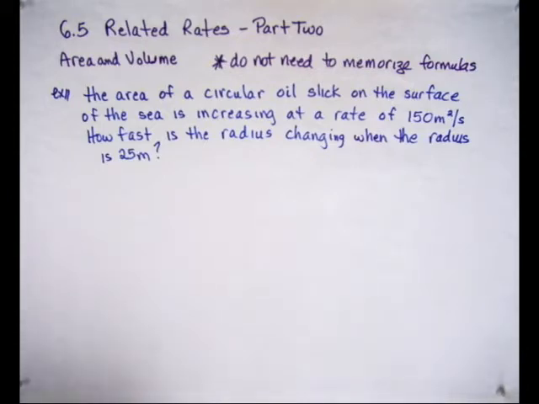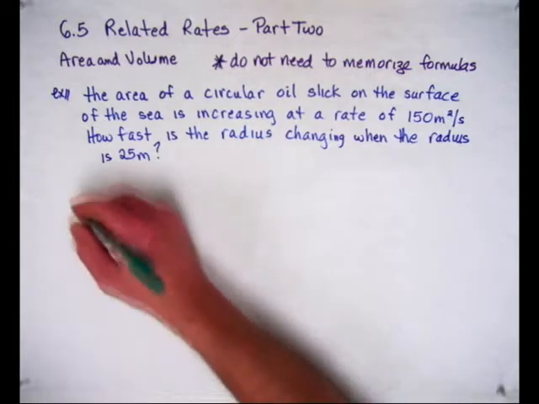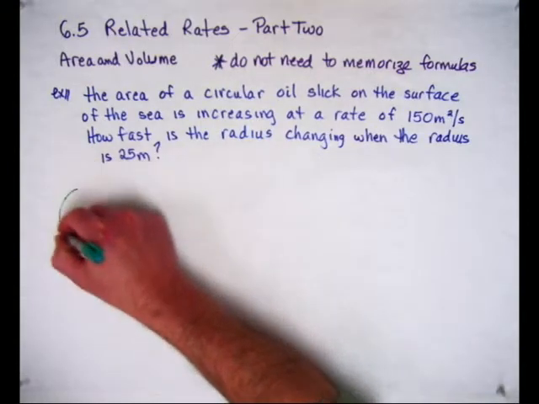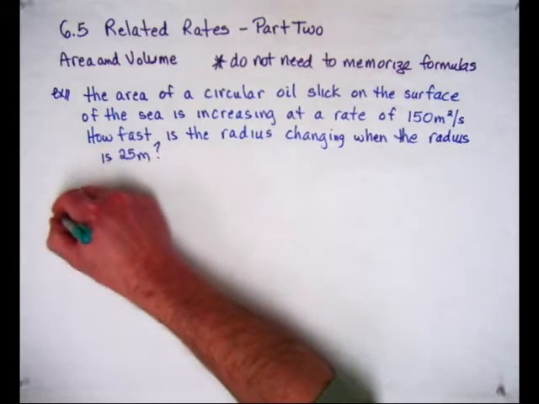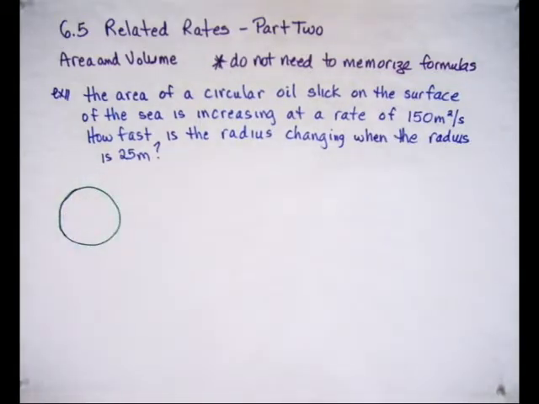So in the first question, this would be a relatively straightforward question. We have the area of a circular oil slick on the surface of the sea is increasing at a rate of 150 meters squared per second. So what's happening is someone has unfortunately spilt some oil, and the oil is in the shape of a circle. Now in reality, of course, the oil slick would be a little bit more irregular in shape, but that would be a bit more advanced from what we're doing.